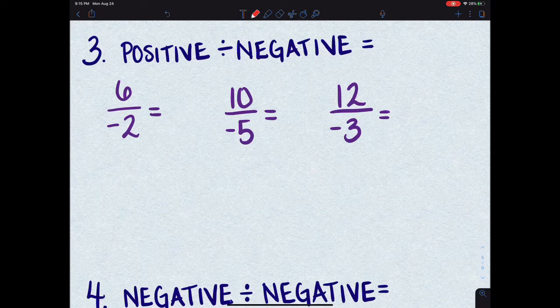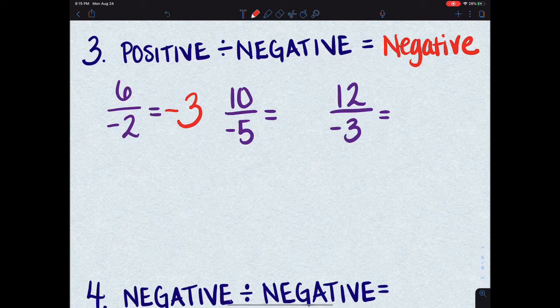Okay, what about a positive divided by a negative? Rule number 3 says, if a positive real number is divided by a negative real number, the quotient is a negative real number. Let's do these examples. 6 divided by negative 2 is 3. Is it positive or negative? Negative. How about 10 divided by negative 5? 2, and it's going to be negative. 12 divided by negative 3 is 4, and it's going to be negative.